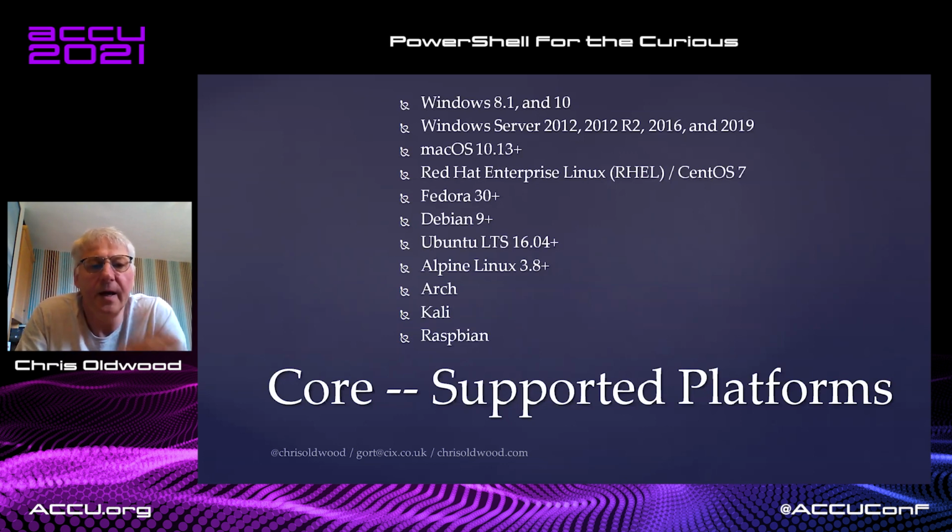Whereas on Windows, you can download PowerShell Core via Chocolatey, so choco install powershell, and it sits side by side because it uses a slightly different process name, so you can run them both. And then I think Arch and Kali and Raspbian are community efforts, so Microsoft aren't directly supporting them, but they support the community who are porting versions of it.